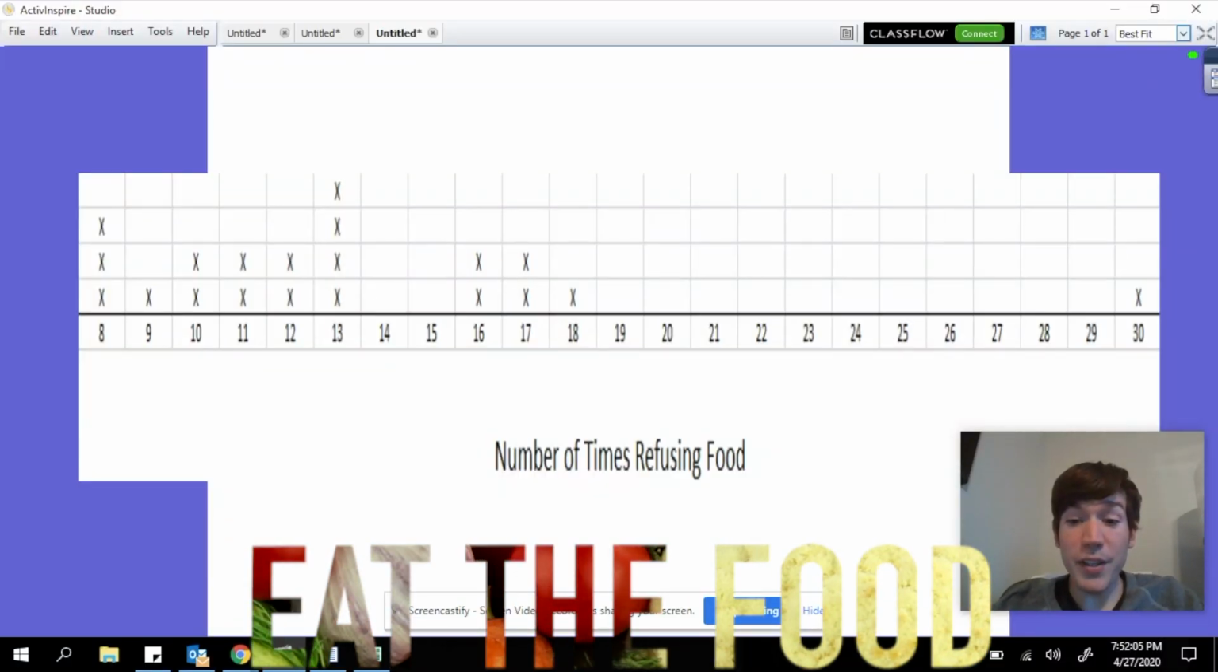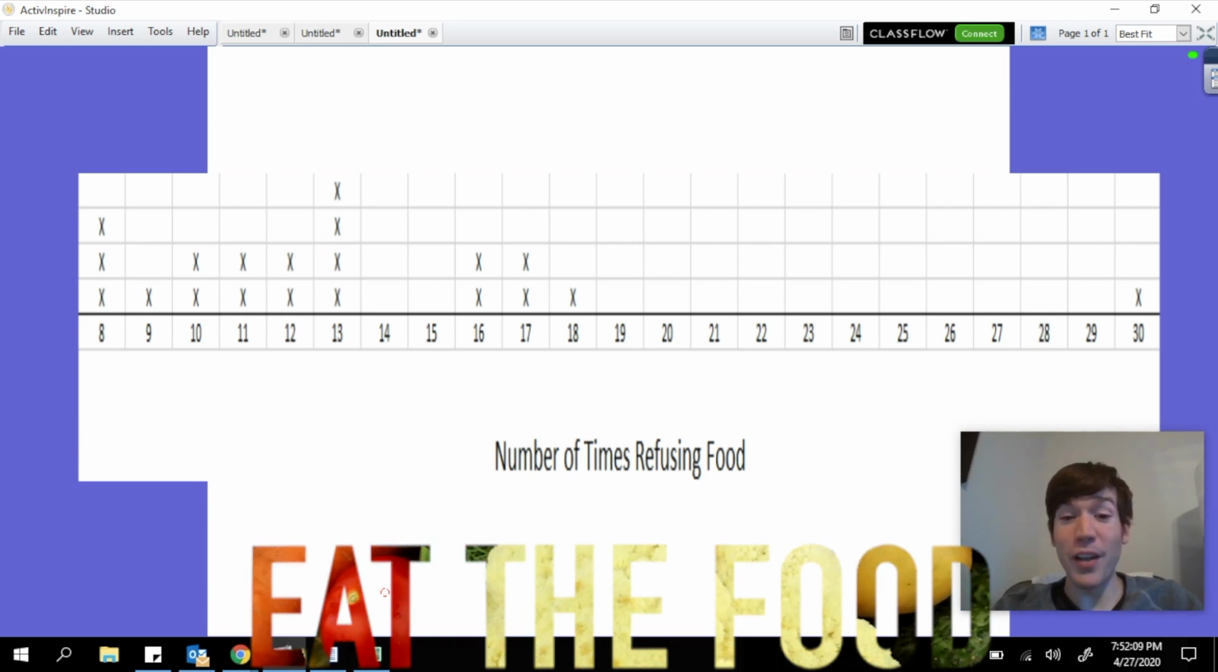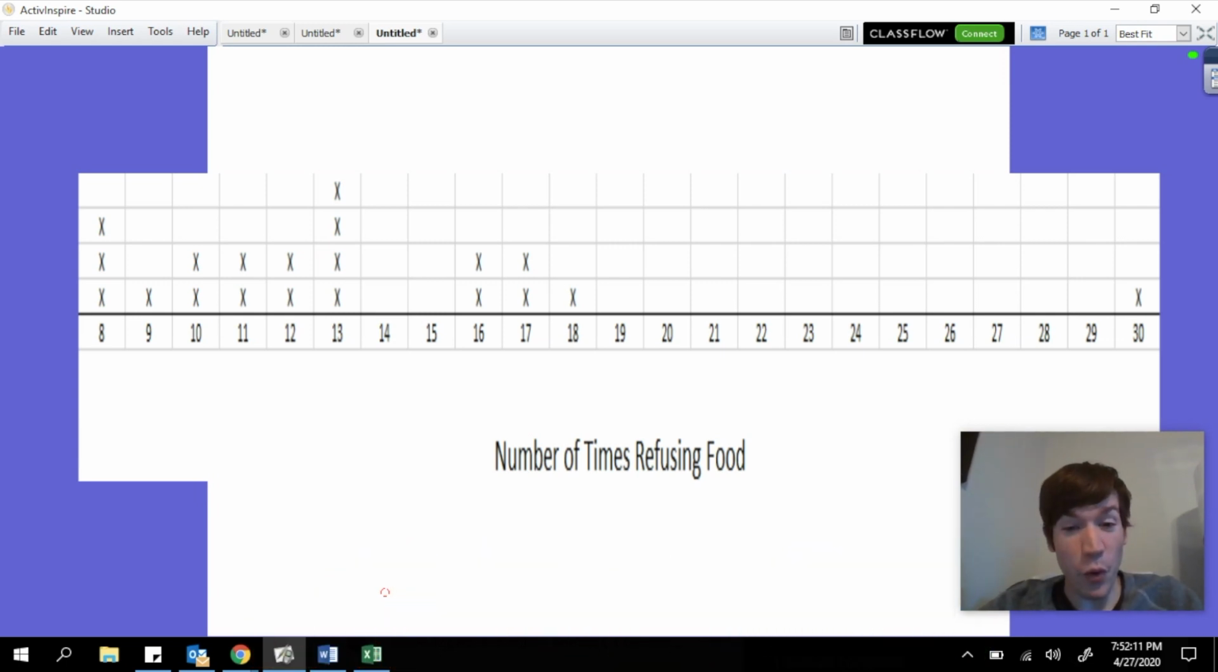All right, guys. So this graph here represents my daughter Ruthie, as I just told you, refusing food. Now, the numbers along the bottom of the graph, so when you see like 8, 9, 10, 11, 12, and so on, that represents the amount of times that she refused food. So if we're talking about 8, it would be on top of the 8.